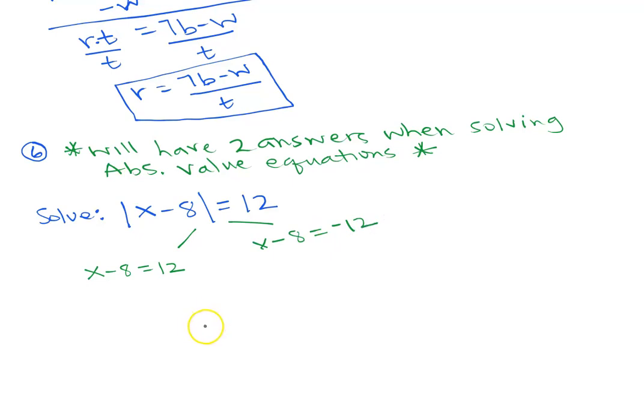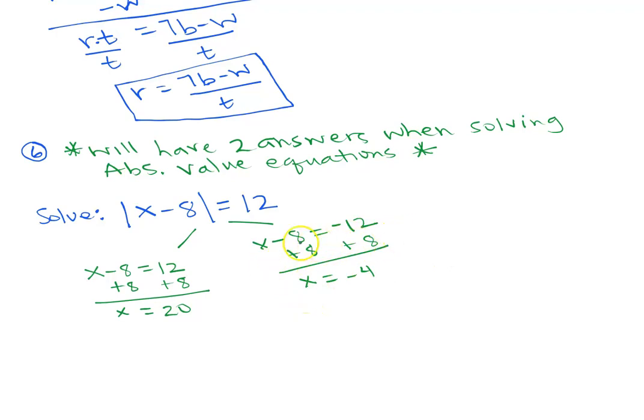Okay. And then we just need to get the x's by themselves. So here, let's add the 8 over. And 12 plus 8 is 20, so x equals 20. And then here we're going to add the 8 over, and then x equals negative 4. Okay, so we ended up with two solutions there.